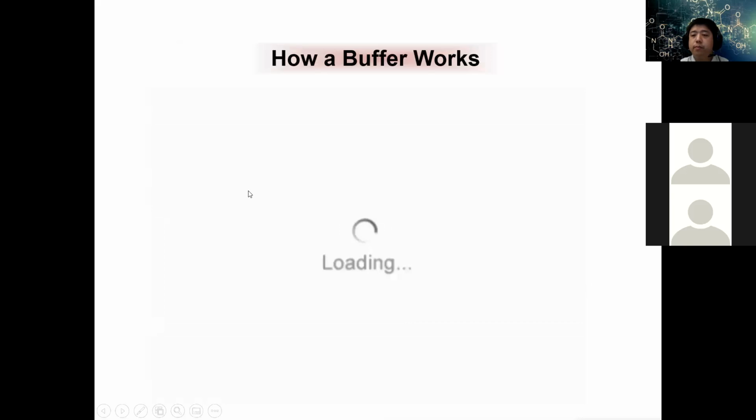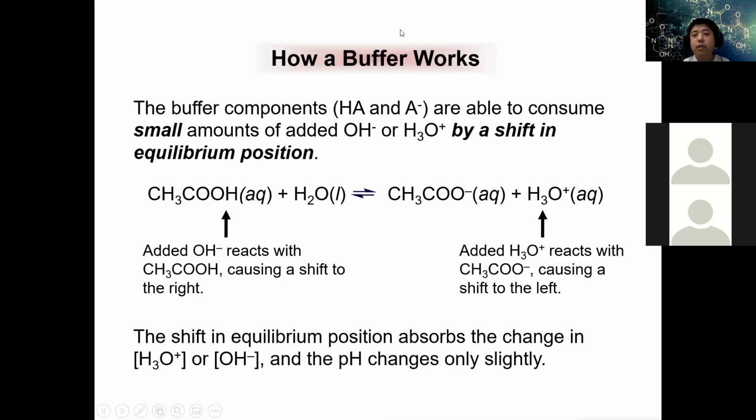Now let's actually talk about how a buffer works. If I add in my OH, it will interact with the acid to make water, and then I will form my conjugate base. If I add in some amount of acid here, it will interact with this conjugate base and form my weak acid.